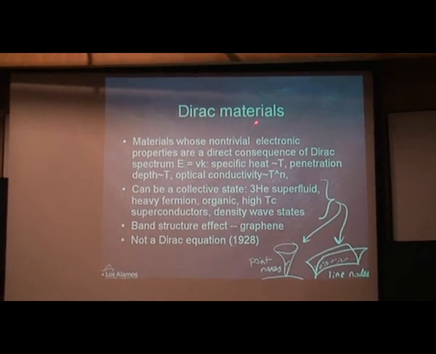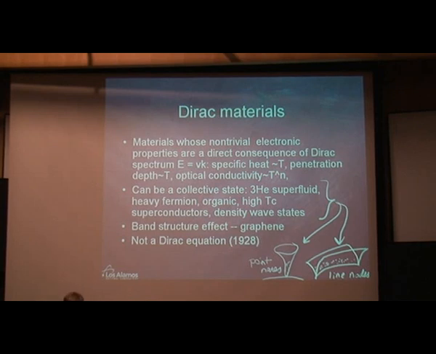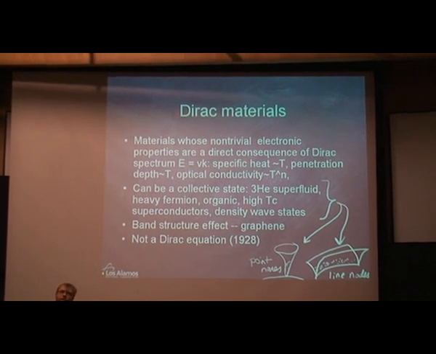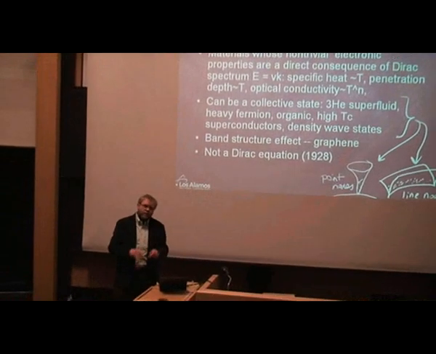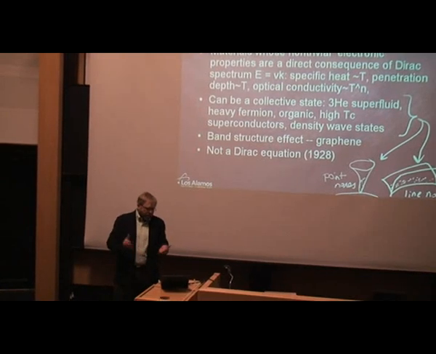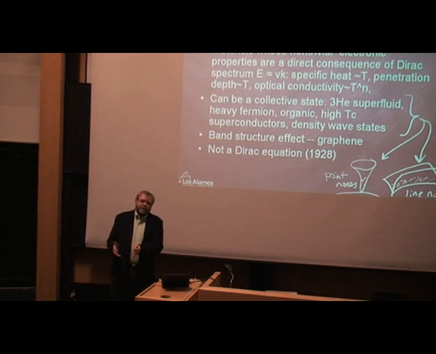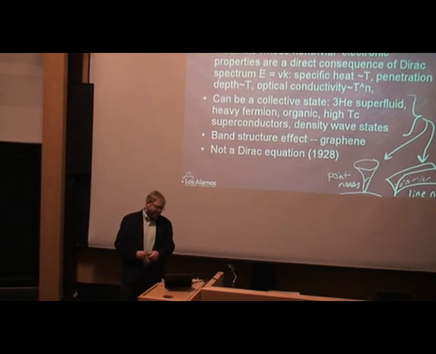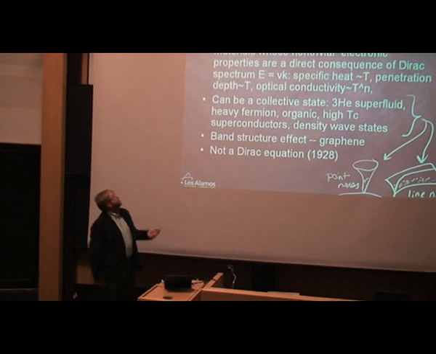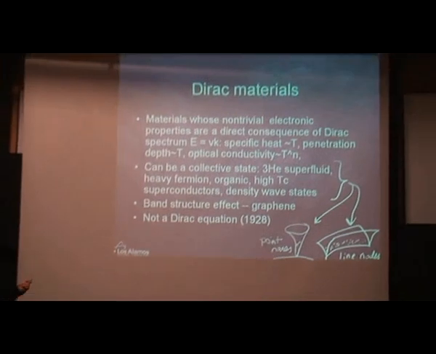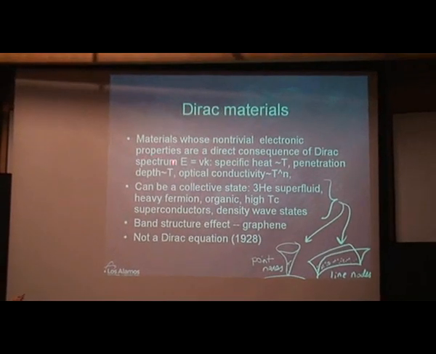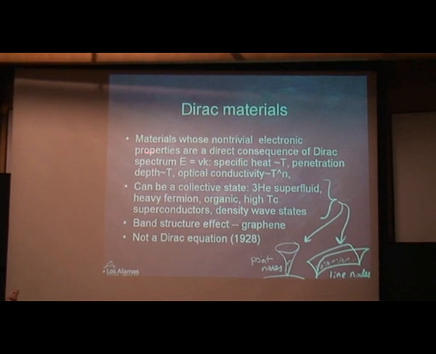So how do I define Dirac materials? As we go forward, we see the similarities between different classes of materials. I'm sure other people notice it as well, that the set of facts discovered in one context in condensed matter, dealing with these relativistic or quasi-relativistic fermions, namely Dirac fermions, is rediscovered in another subfield without people really talking to each other. So I think it's time to suggest that there is a new category of materials, right? Dirac materials. What are they? Those are the materials where the nontrivial electronic properties are a direct consequence of Dirac's pattern.